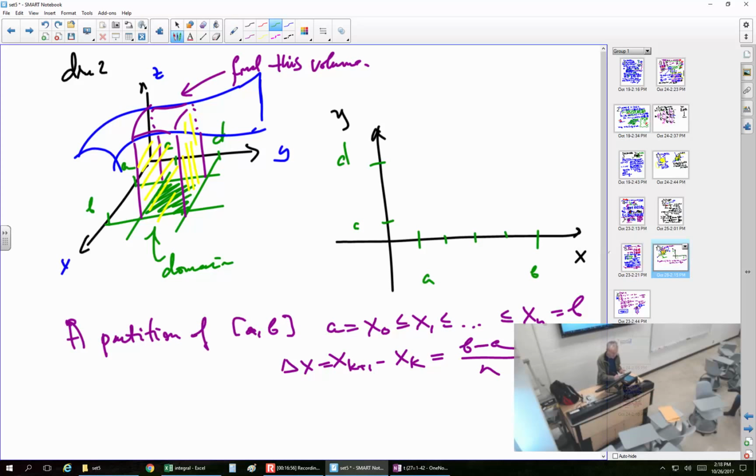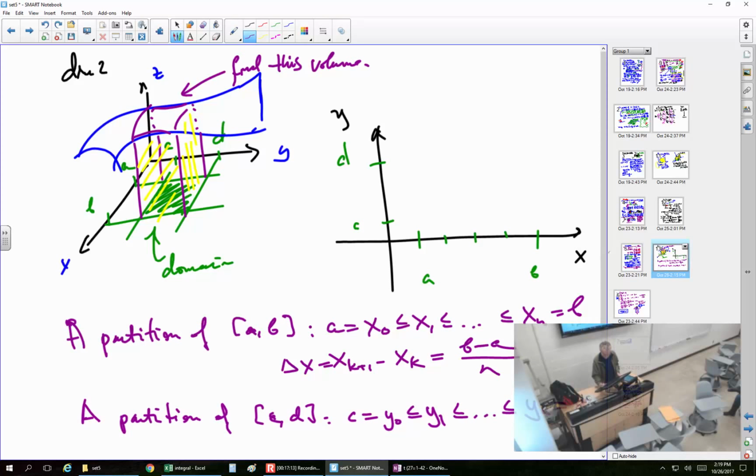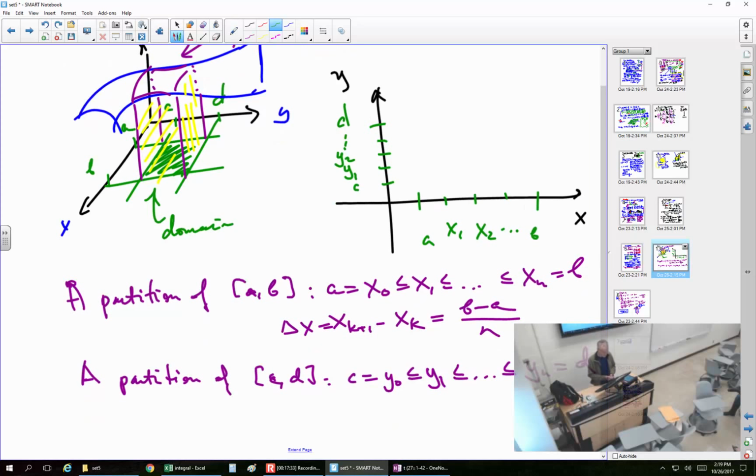Now we have a partition of CD for y. So it will be C equal to y0, less than or equal to y1, and yn is equal to D. As you can see, I choose the same number of intervals just for convenience, even though once again it does not have to be the same. So this is x1, x2, dot dot dot. This is y1, y2, dot dot dot. Now the two partitions taken together create a partition of the rectangle.